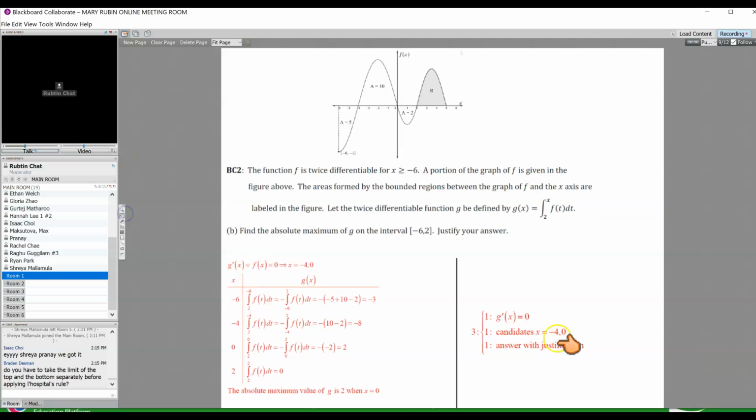So you have to say G prime is 0, i.e. this connection has to be made. You have to decide that the candidates are -4 and 0, so choosing those two. And then also you have to use the endpoints and then answer.